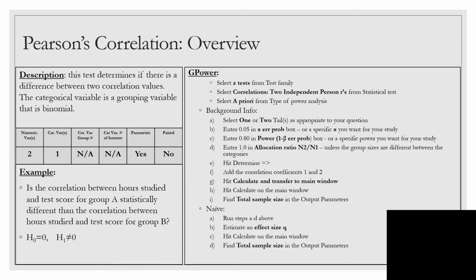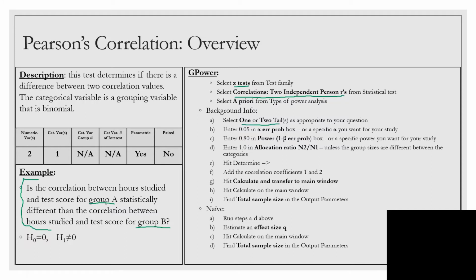Now, Pearson's correlation in G-power can test if there's a difference actually between two correlation values themselves. So that means the categorical variable is a grouping variable that's binomial. It's better to show this with an example. Is there a correlation between studying and test score for group A? So that's the first correlation. Is it different from the correlation between studying and test scores for group B? So two different correlation values. To do this, we would use a z-test and then correlations: two independent Pearson r's.